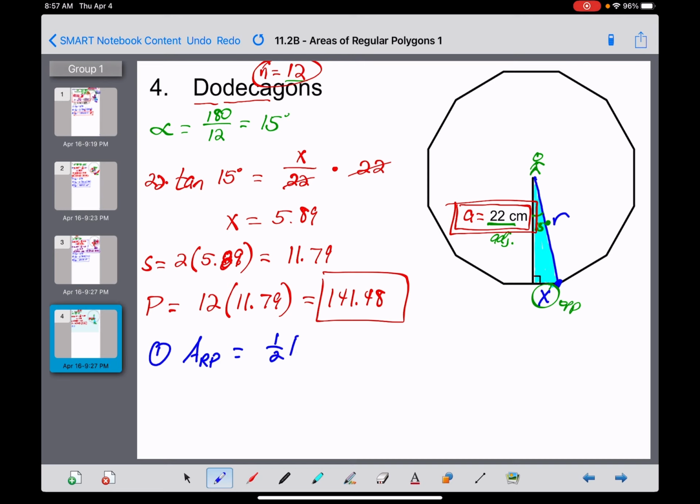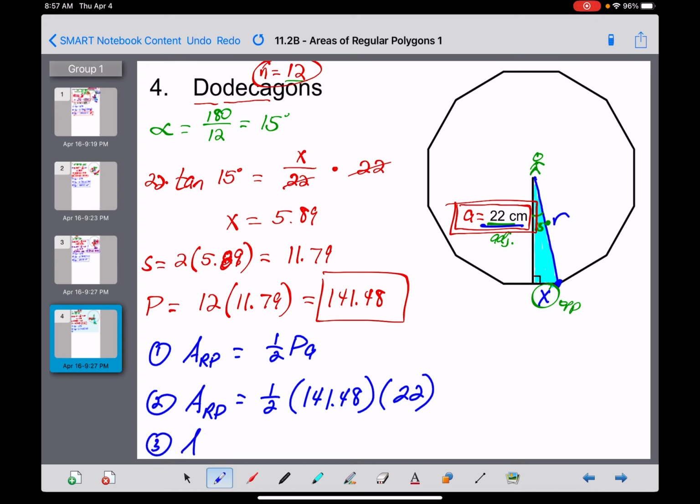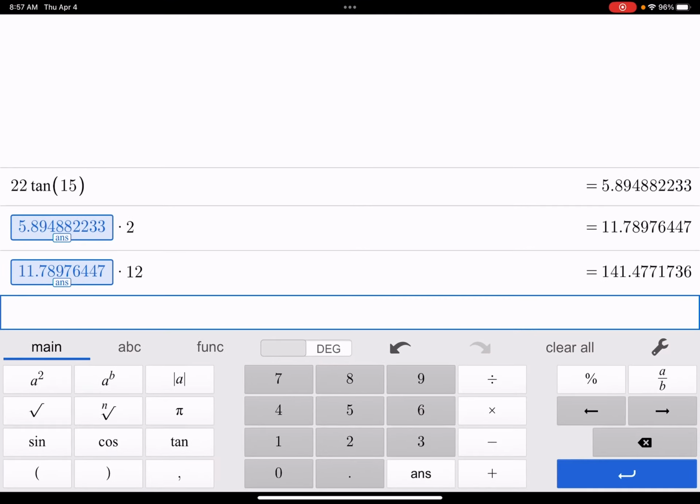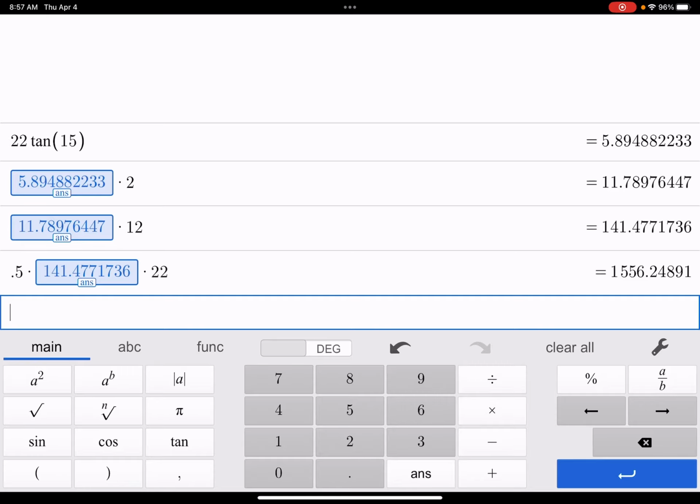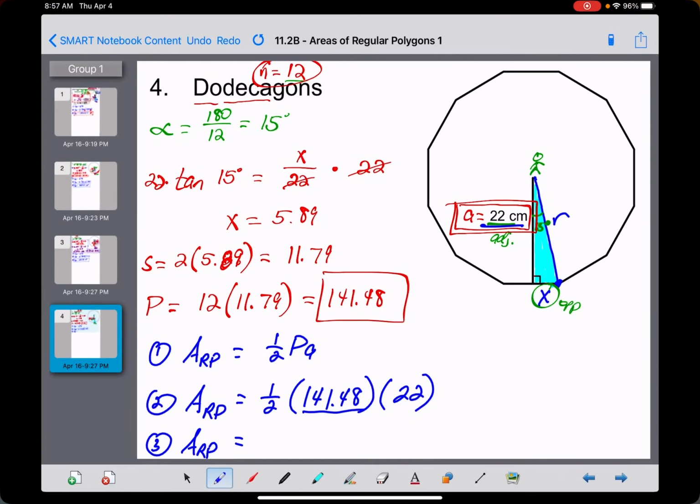Area of a regular polygon, 1/2 perimeter times apothem, which in this case is going to be 1/2 times a rounded perimeter of 141.48. It's not exact, but the apothem is exactly 22 centimeters. So let's go to the calculator here. And again, we don't want to manually type in that rounded number there. We want to use last answer. So we're going to type in 0.5, there's your 1/2, times the rounded perimeter, which is our last answer. You guys are going to want to hit up, enter, and we're going to multiply that by our apothem, which had a length of 22. So we've got 1556.25 if we're rounding that to the nearest hundredth. Units here were given to us in centimeters, so area is going to be square centimeters. And that is the area of that dodecagon.